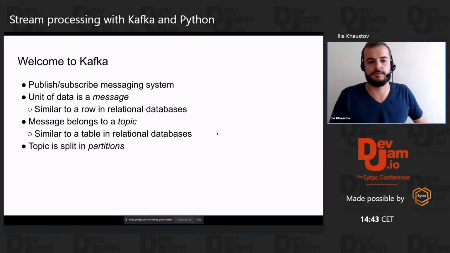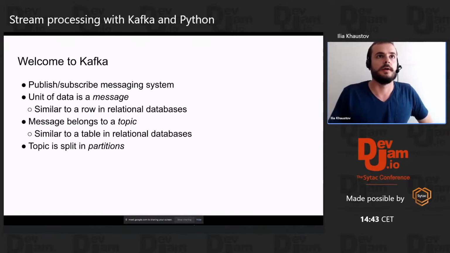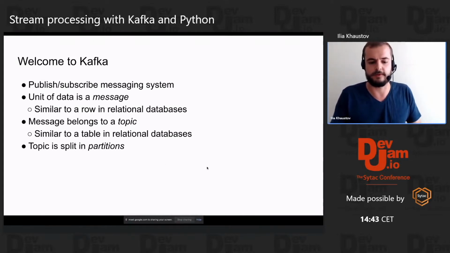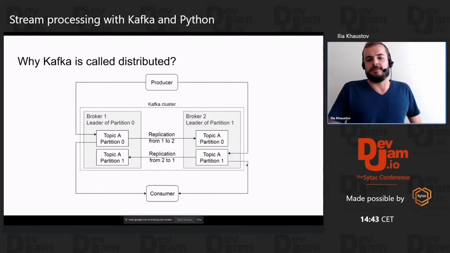And of course, the topic is split into partitions. One of the benefits of Kafka is that it's so scalable, and what makes that possible is the partitioning of topics, just like the partitioning of tables in databases. It allows us to have better read and write access. We will talk about it later.